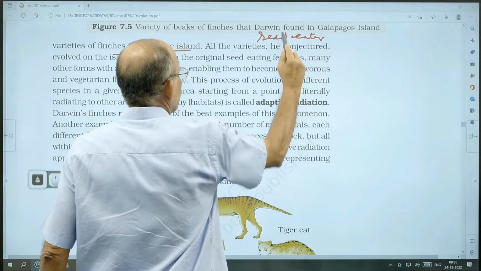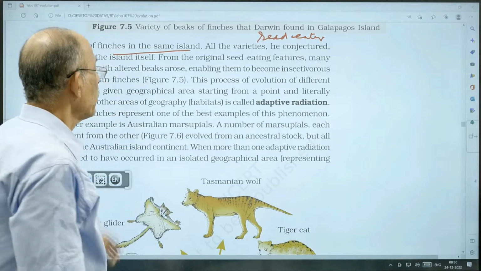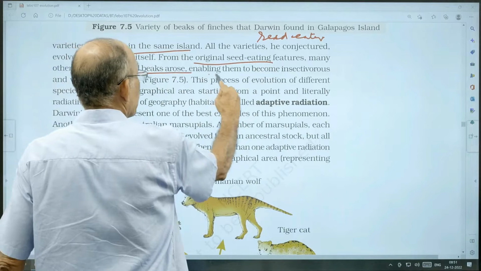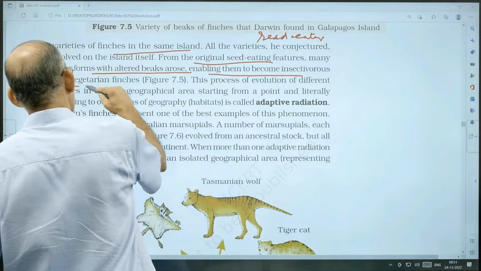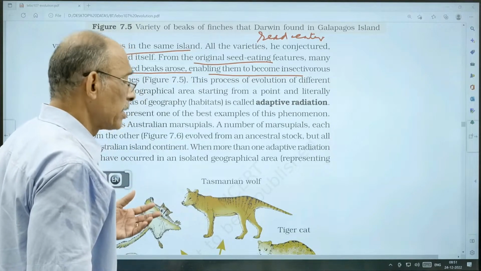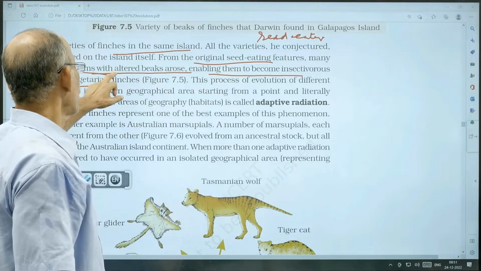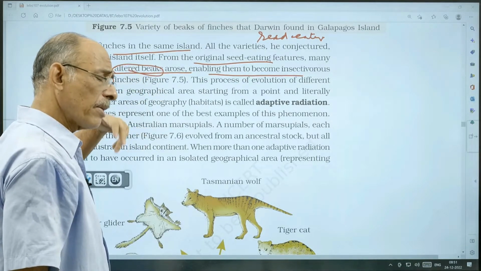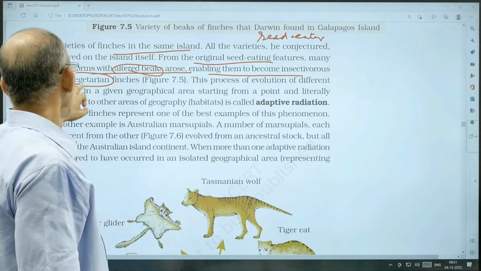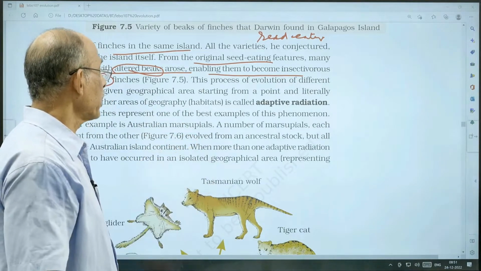Later on, when these birds, Darwin's finches, reached the Galapagos Islands, originally seed eating, many new types arose. Some became insectivorous, some became vegetarian finches. So their beaks changed. Their altered beaks and changed food habits enabled them to become insectivorous or vegetarian finches, depending on what sort of food was available on that particular island.